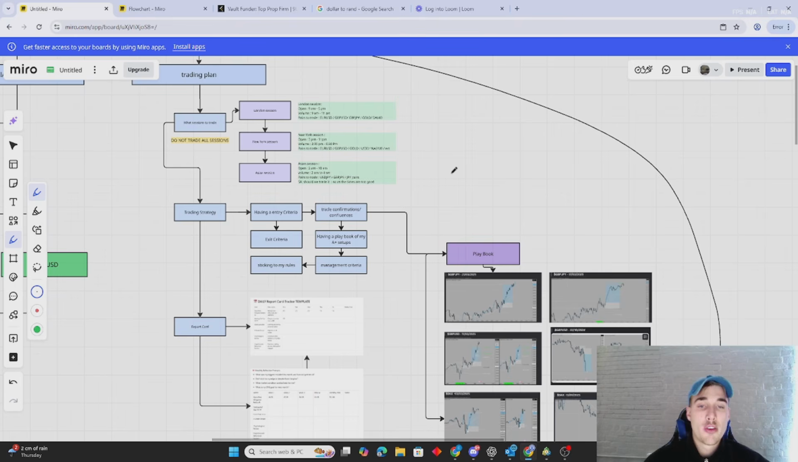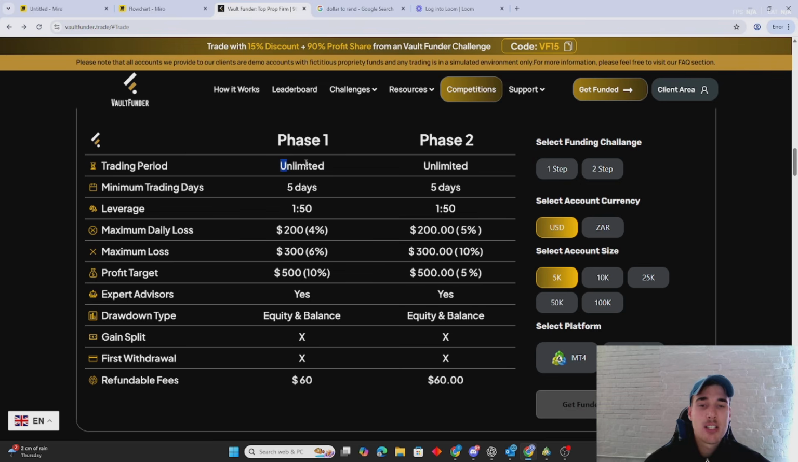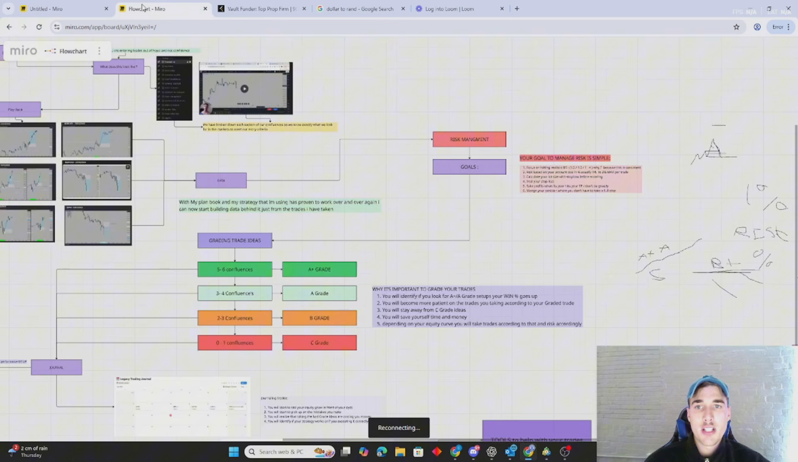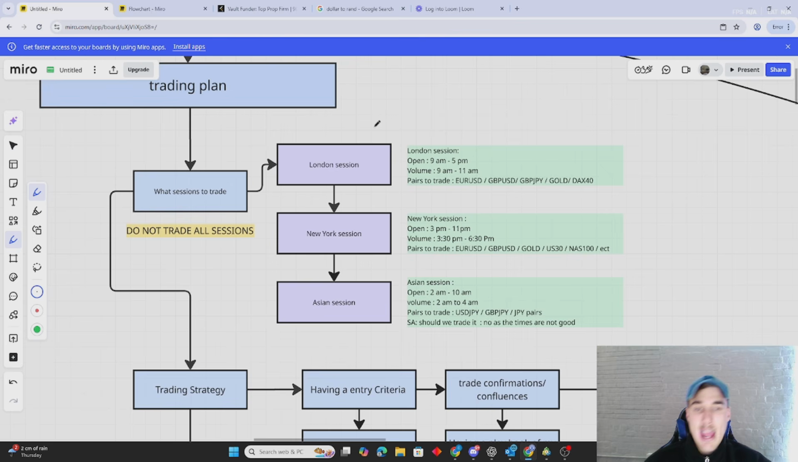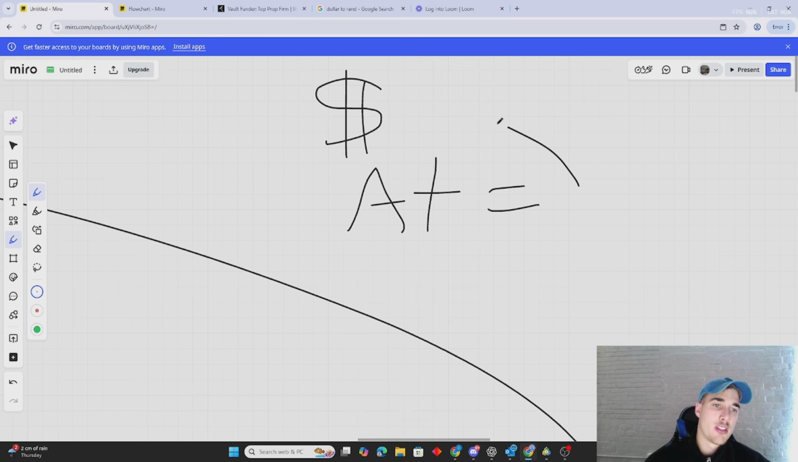The beautiful thing now, when I first started trading funded accounts, is that there was a time limit of 30 days that you had to pass. Now there is unlimited. You have an unlimited time period in order to pass the account. So why rush it? Wait for those A plus setups. Wait for those A grade ideas to come through because that makes you dollar. It makes you money.